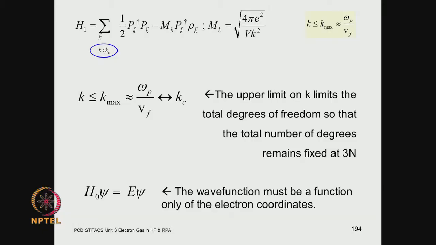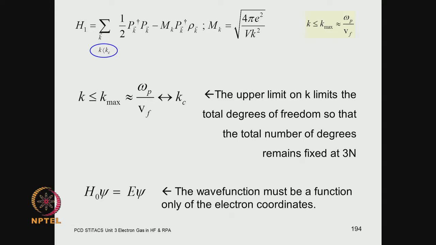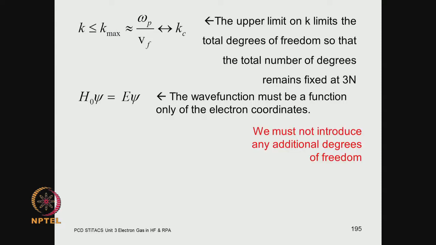So, the wave function must be a function only of the electron coordinates, and now you have introduced these new coordinates which are the capital Qk. The wave function cannot begin to depend on these new additional coordinates, right, because you cannot introduce any additional degrees of freedom. Just because you are carrying out a transformation does not mean that you are adding to the number of degrees of freedom. So, one has to remember that. So, we have to remember this, and this will give us certain auxiliary and subsidiary conditions.